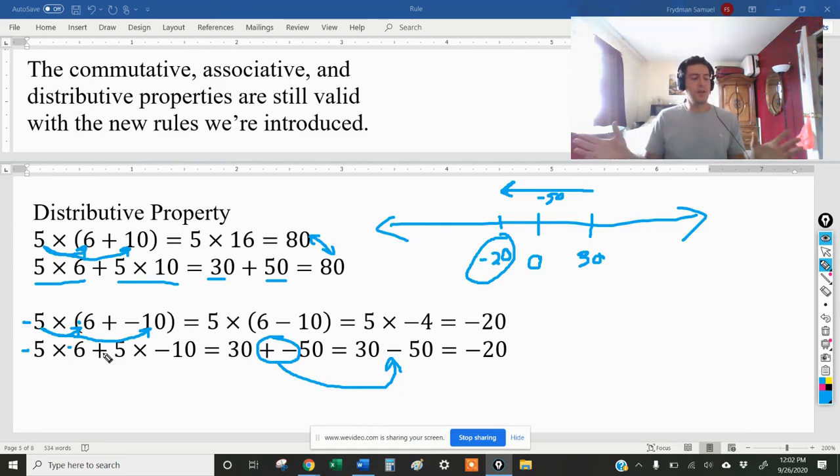Okay, so the rules, as we have introduced them in previous videos, they're good rules because all of those properties that you learned about before, the commutative property, the associative property, and the distributive property, they still work.